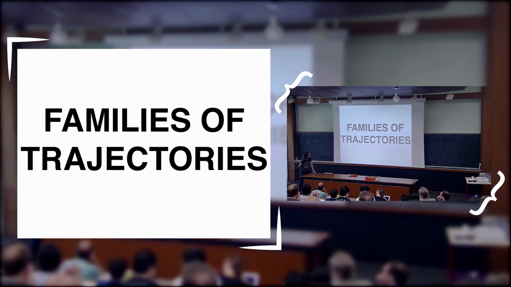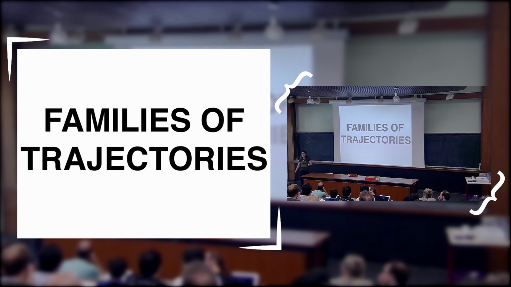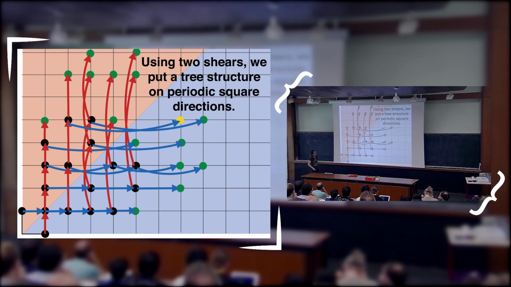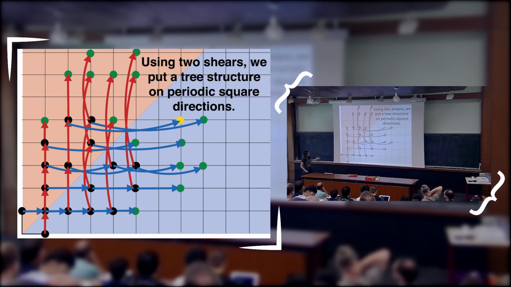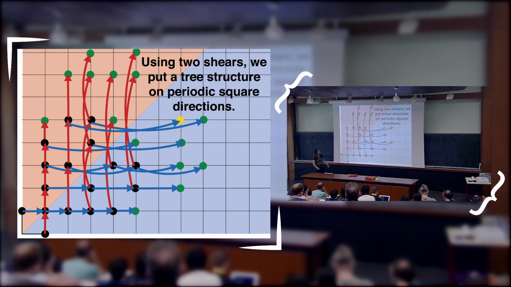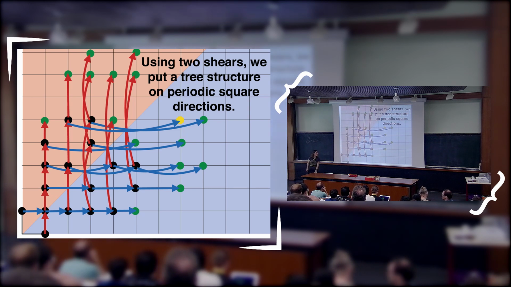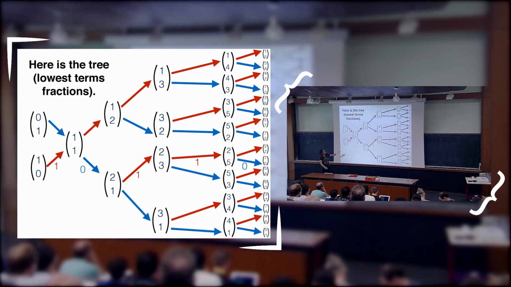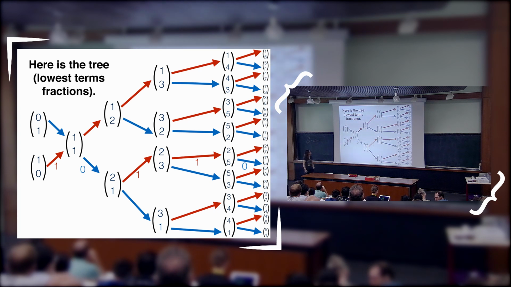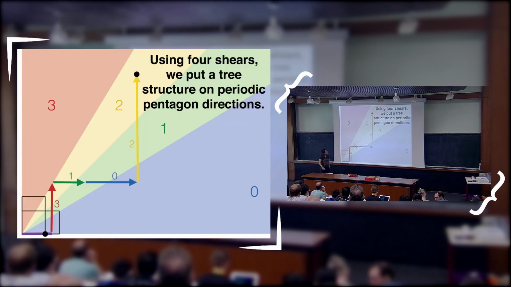Good question. Okay. So if you were here before the talk started, you probably saw this video going of a bunch of cool trajectories. And those are families of trajectories, which is what I'll talk about now. So remember back a few minutes ago, using two shears, the blue shear and the red shear, the horizontal and the vertical, we put a tree structure on periodic directions on the square. And then we used that to put a tree structure on all those lowest terms fractions. And then we did the same thing for the pentagon, and we put this tree structure on the directions. So I'm just reviewing this so you remember what these numbers mean.